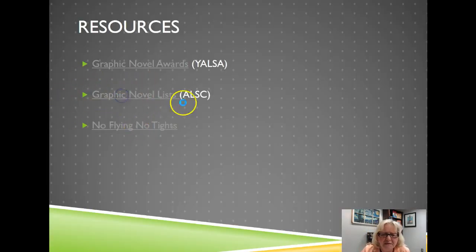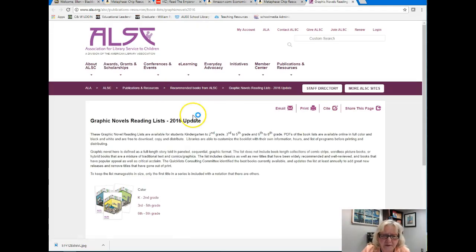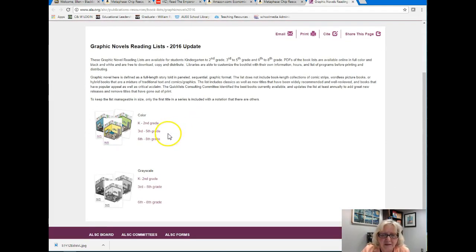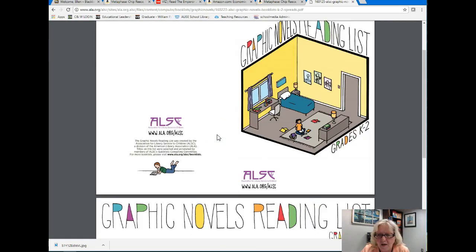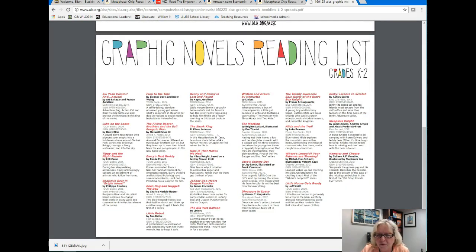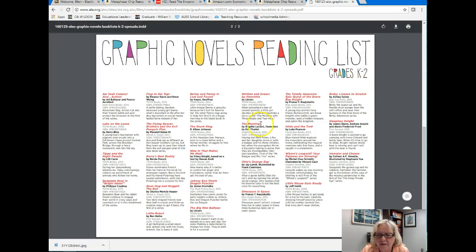The graphic novel lists provided by ALSC are not as updated as I would like. They're 2016, not that old, but I guess maybe they'll come out with a 2018. But there's a reading list for younger grades, again, no pictures, but they have grades K to 2. Let's see if they have any of the Toon Books. They even have easy reader books.